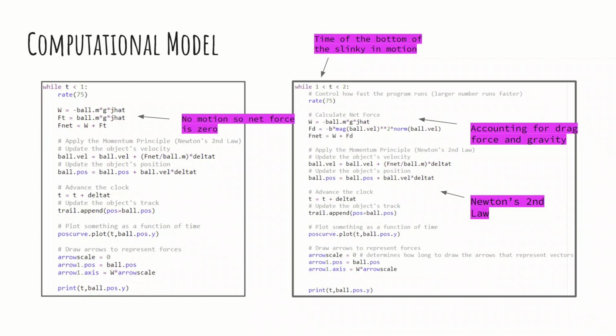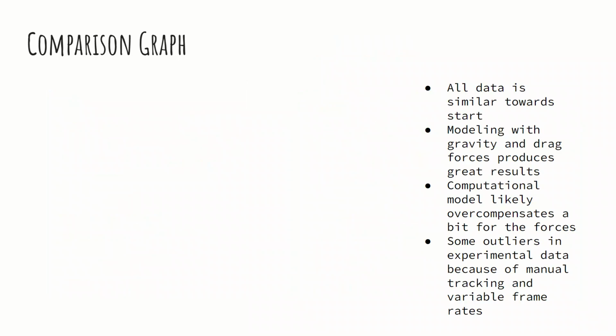Then, between 1 and 2 seconds, the bottom of the slinky moves and the drag force is no longer equal to the force of gravity. Therefore, the position of the bottom of the slinky will change until the 2-second mark is reached. The same position and velocity update formulas were applied during both time periods.